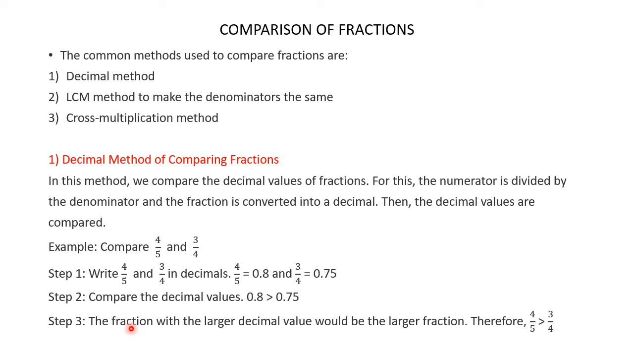Next, the fraction with the larger decimal value would be the larger fraction. So 0.8 is greater than 0.75. 0.8 is nothing but 4 by 5. 0.75 is nothing but 3 by 4. So if 0.8 is greater than 0.75, it means that 4 by 5 is greater than 3 by 4. Hope you understood the decimal method of comparing fractions.